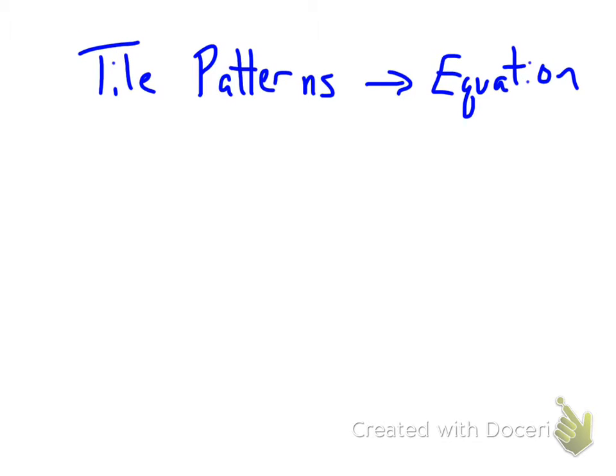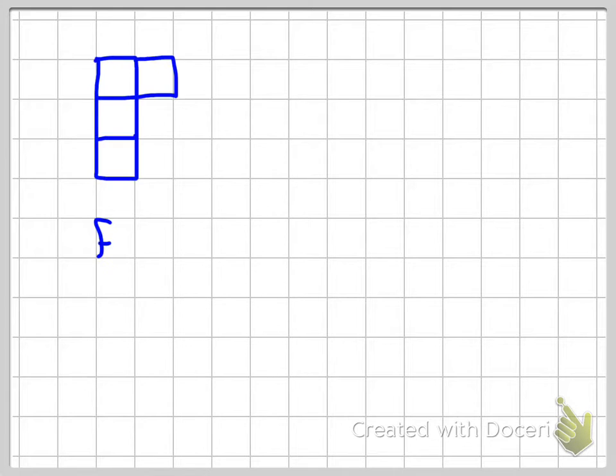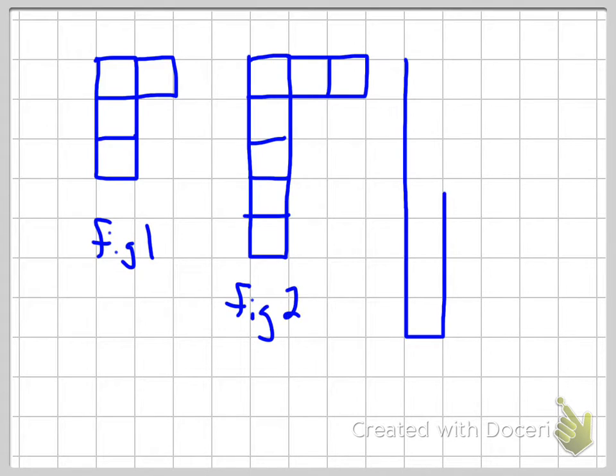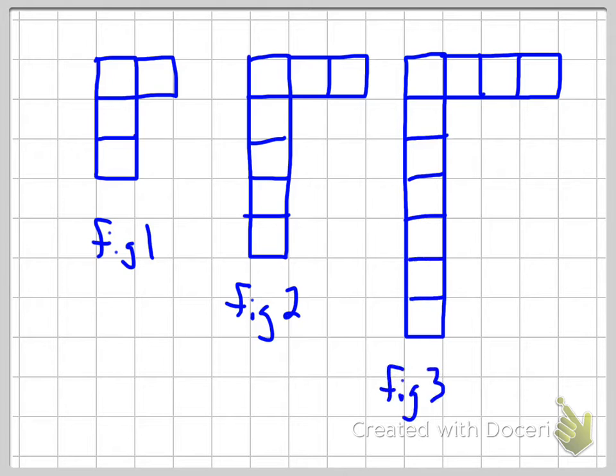In this video, we're going to take a look at some tile patterns and how we can figure out the equation or the rule from that tile pattern. Looking at the first example, we have figure 1, figure 2, and figure 3 that are given to us. What we need to do on each figure is find out how each one is changing.